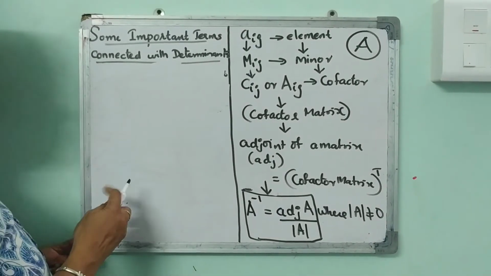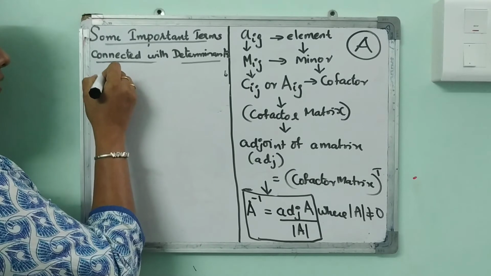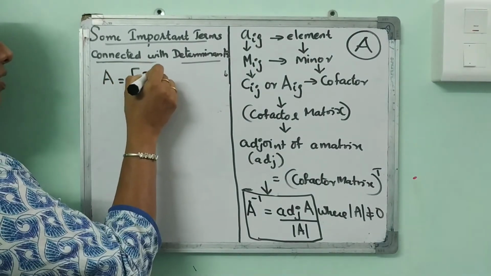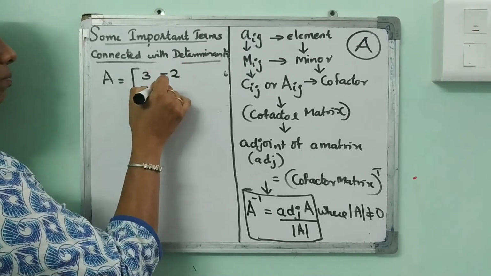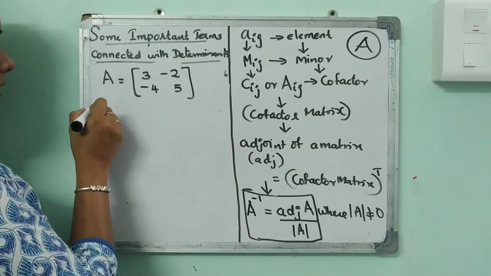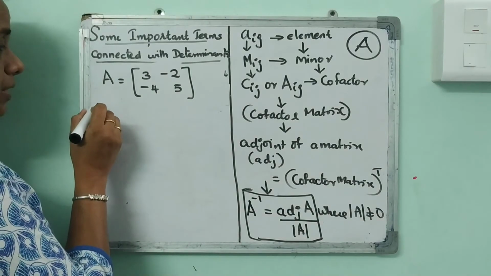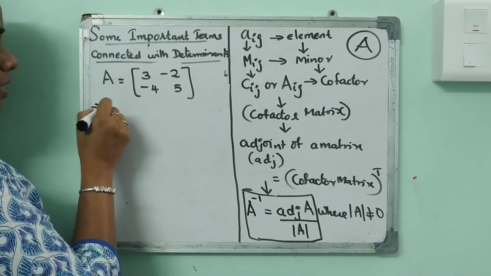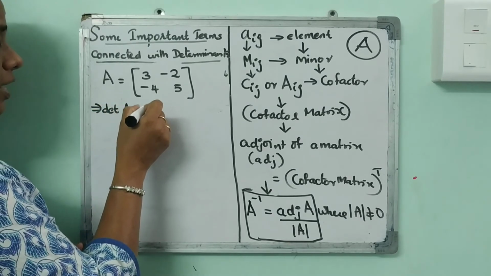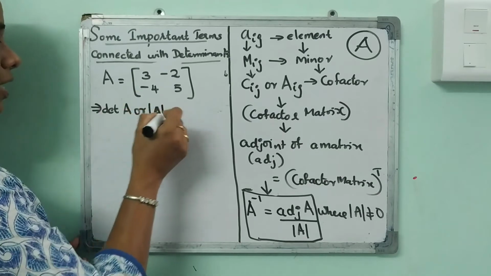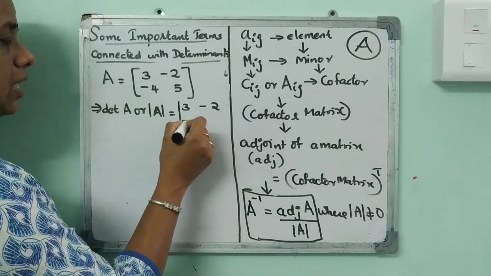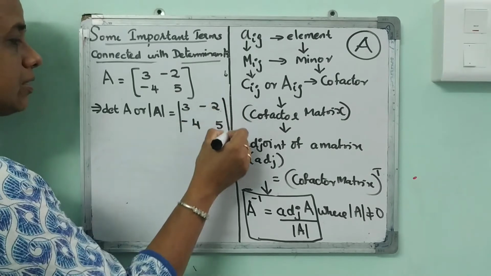Okay, so now suppose you are given a matrix A equal to the matrix 3, minus 2, minus 4, 5. Then what is its corresponding determinant value? Determinant value, you know how to calculate. You can put it as det A, or determinant A, which I'll write. First I'll write it in the determinant form: determinant 3, minus 2, minus 4, 5.